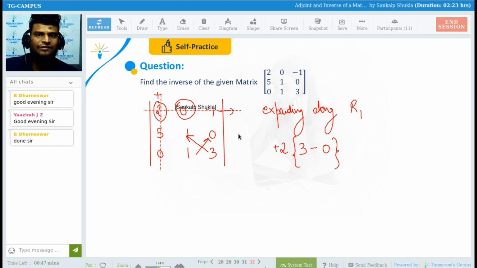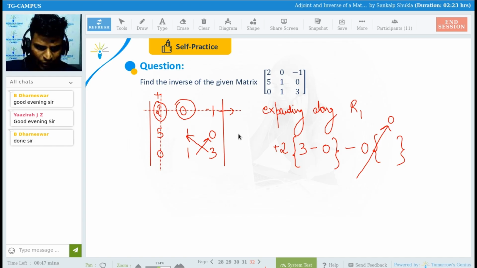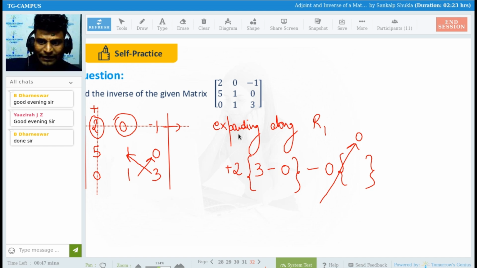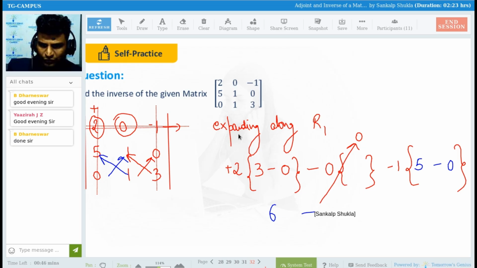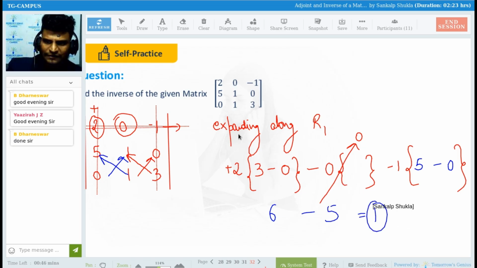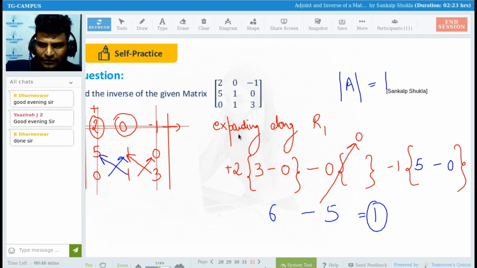And then we will not write 0, because we'd do the multiplication and the output is 0 only. Now we'll write minus 1. Again I have to remove this line and this line. What is left? 1 into 5 minus 0 into 1, so 5 minus 0. So we have 2 into 3, that is 6, minus 1 into 5, that is 5. That is 1. Since determinant A is equal to 1, it implies that A inverse does exist.